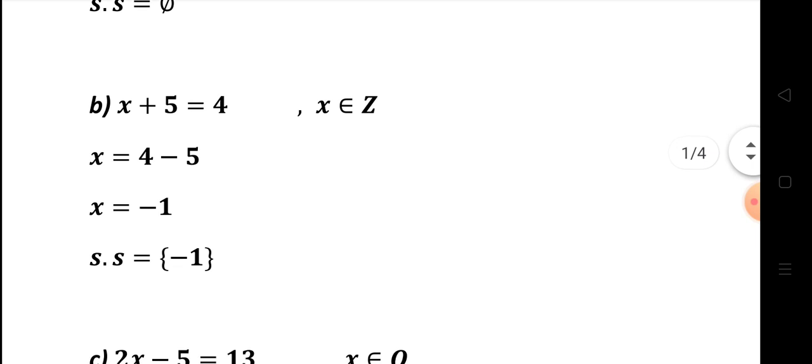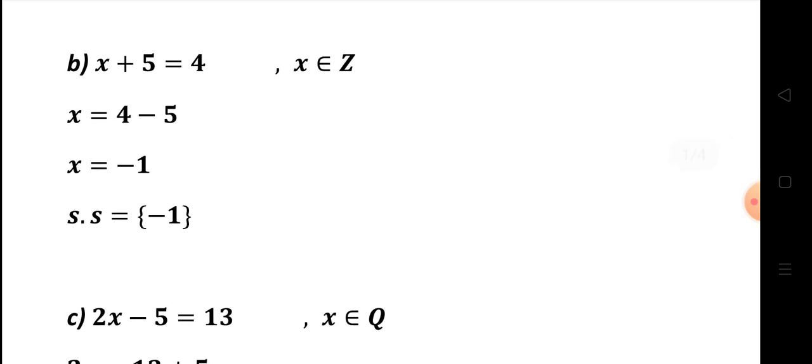The next one, I have also x plus 5 equals 4. Also, we will move the number 5 to another side with the opposite operation, which is minus. X will equal 4 minus 5. So, x equals negative 1. He told me here x belongs to the integer numbers. Integer numbers means what? The set of 0, positive numbers and negative numbers. Now, I have negative 1 belongs to the set of integer numbers. So the solution set equals the set of negative 1.